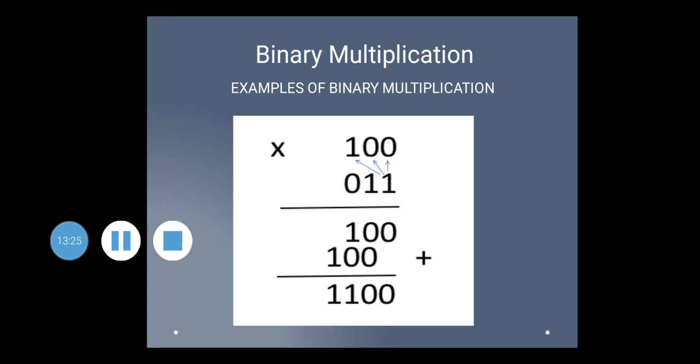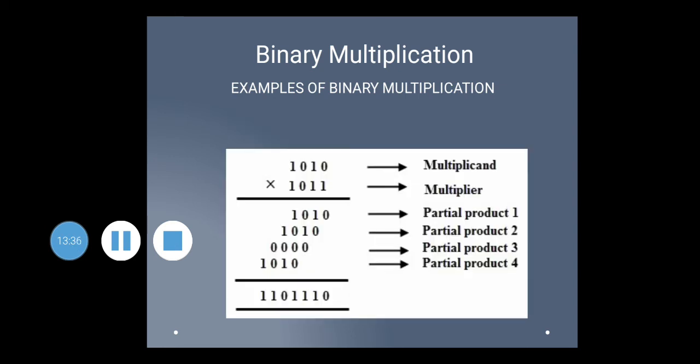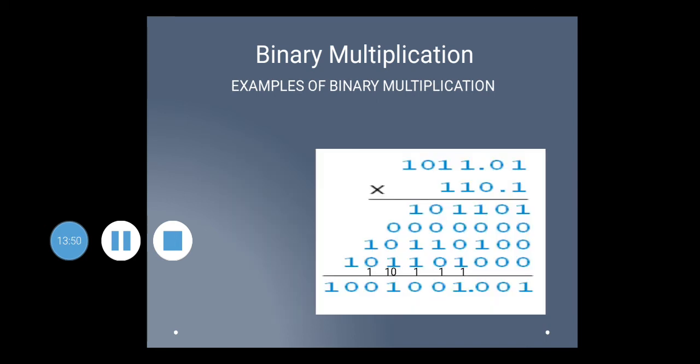There are no special rules as such for binary multiplication, but binary addition rules you are going to apply here. The second example of binary multiplication is also given here. You have to solve it by yourself and verify the answer. It should coincide with the given answer. The third example of binary multiplication is given with a decimal point.